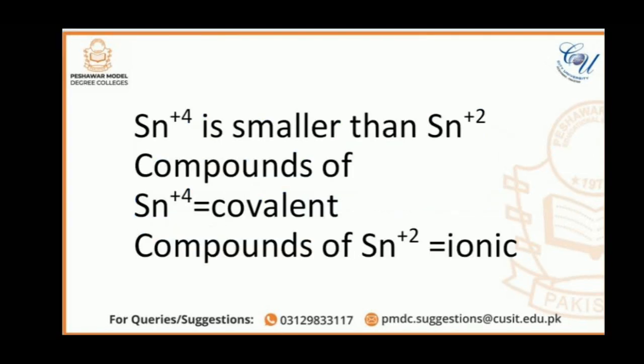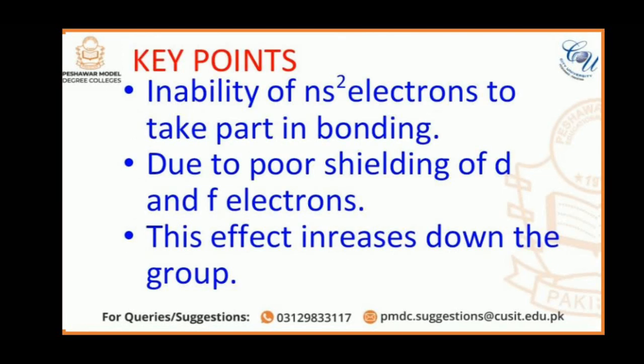So in this way, we can explain the nature of M+2 and M+4 cations. So in group 4, Sn+4 is smaller than Sn+2. So compounds of Sn+4 are covalent, while compounds of Sn+2 are ionic in nature according to Fajans rule.